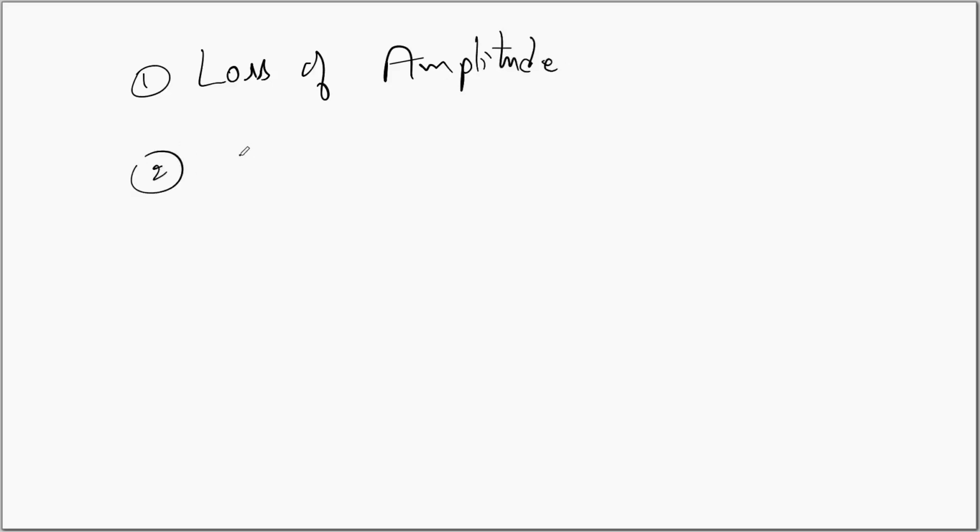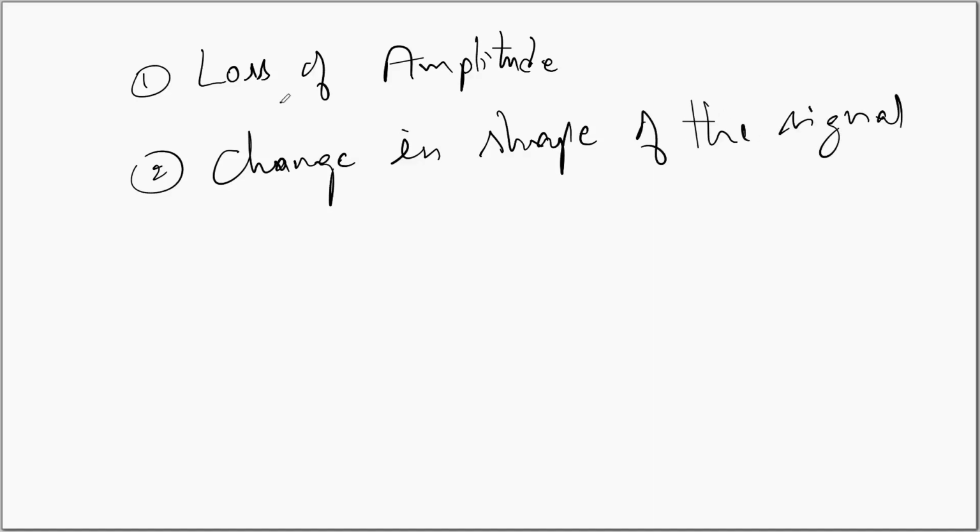So there are essentially two types of losses. The first one is loss of amplitude, and the second one is change in shape of the signal. The loss of amplitude is referred to as attenuation, and the change in the shape of the signal is referred to as distortion.